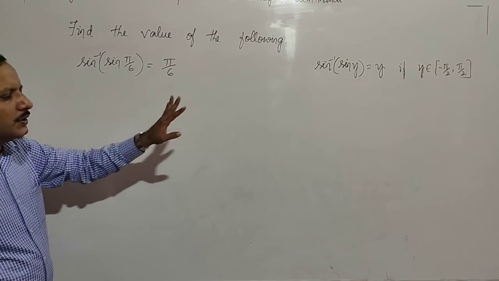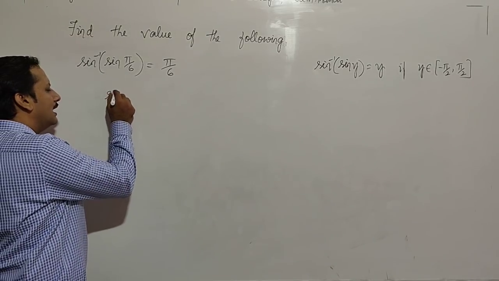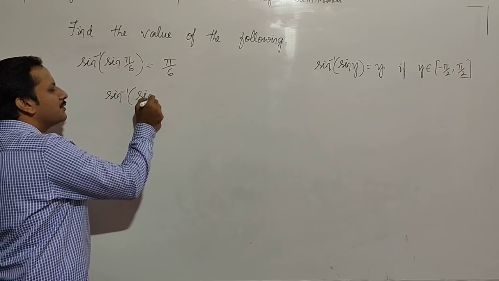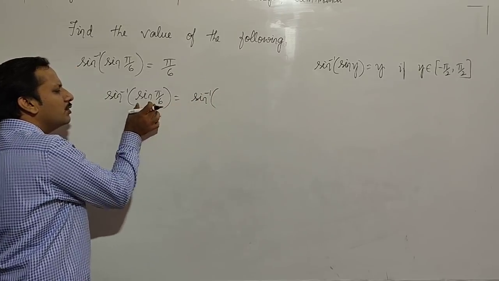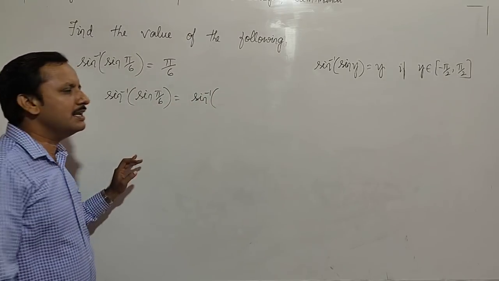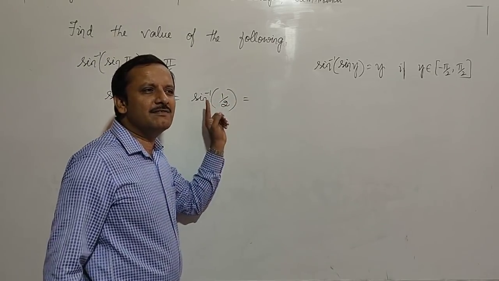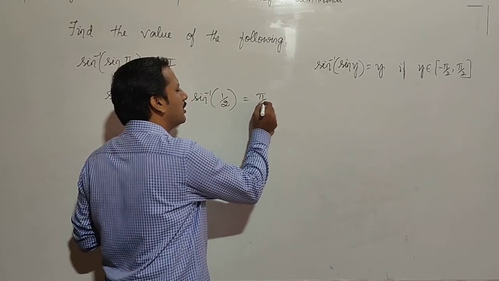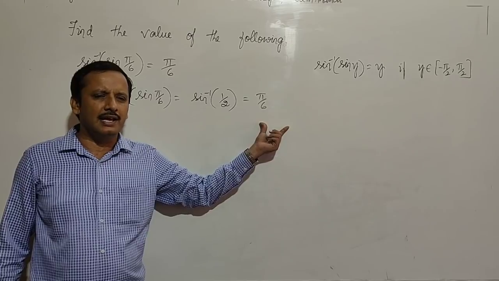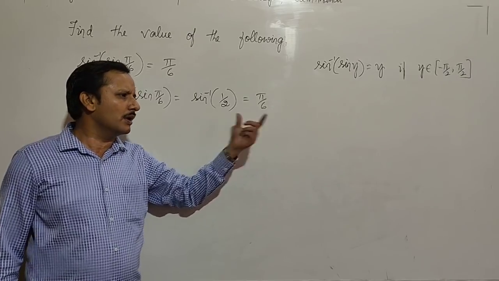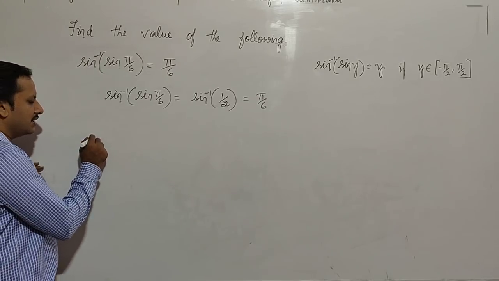See, if you don't know that formula, even then you can solve this. How? I'll tell you now. Sin inverse of sin pi by 6 is equal to sin inverse of, you know the value of sin pi by 6, sin pi by 6 is equal to 1 by 2. Then sin inverse of 1 by 2 is equal to pi by 6. In that way, you can obtain that value. Now, let's go to the second question.